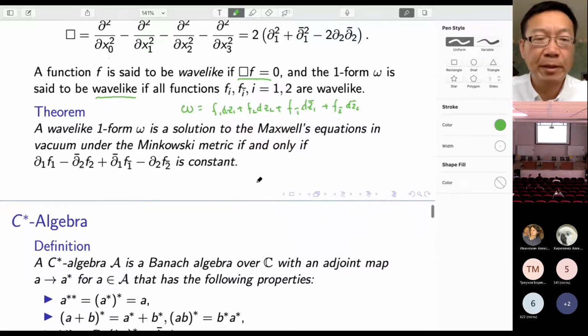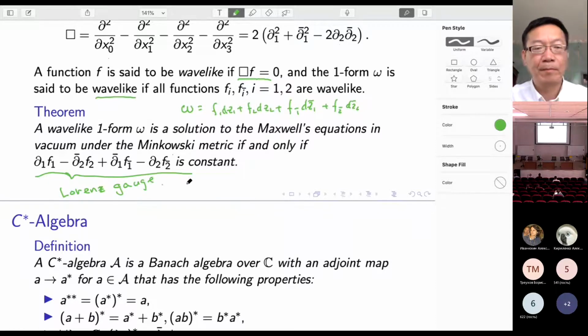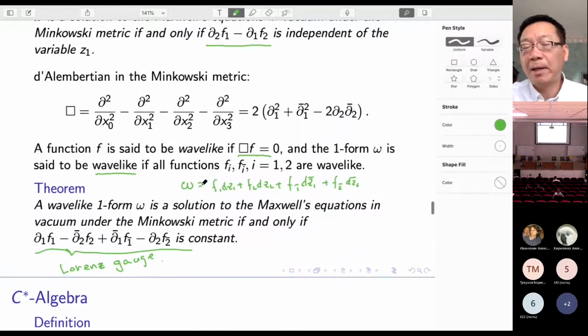So this theorem here is similar to the one we had for the Euclidean metric. A wave-like one-form is a solution to Maxwell's equations in vacuum under the Minkowski metric if and only if this is a constant. And this indeed is the Lorentz gauge condition for the Minkowski metric. Okay, so this is the classical Maxwell equations.